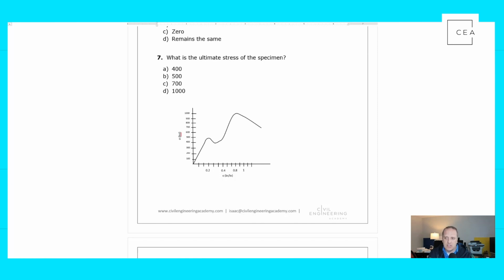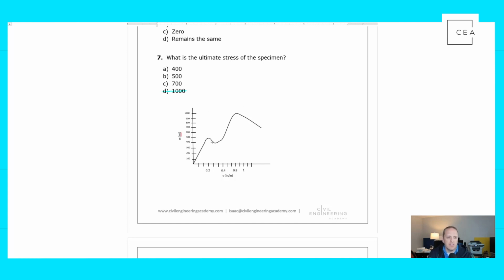So in this case, this is again simply a stress versus strain curve that we're looking at, and it's meant to test how we make an interpretation of this. So the ultimate stress here is located at 1,000 KSI. There are other important values that we definitely need to become familiar with, but the ultimate stress of this specimen is this highest point up here, which is 1,000 as it's listed in the graph.